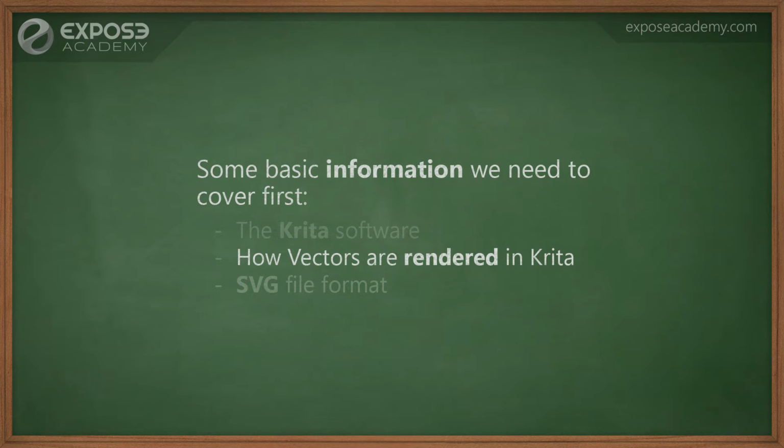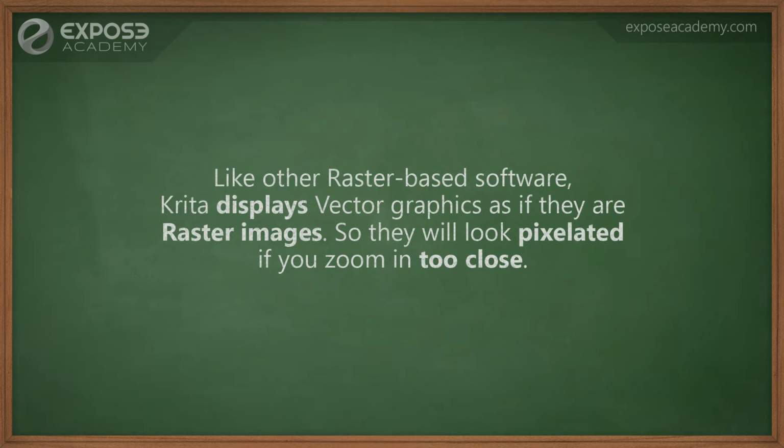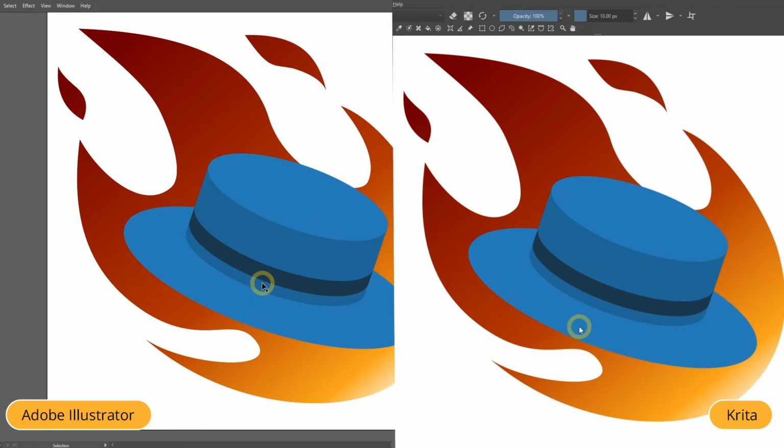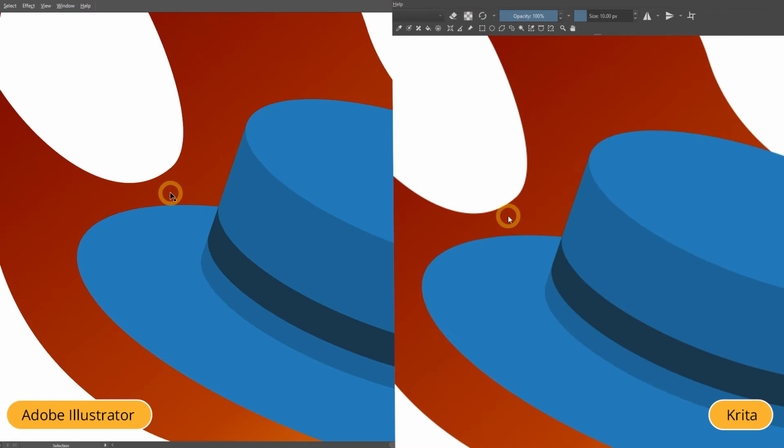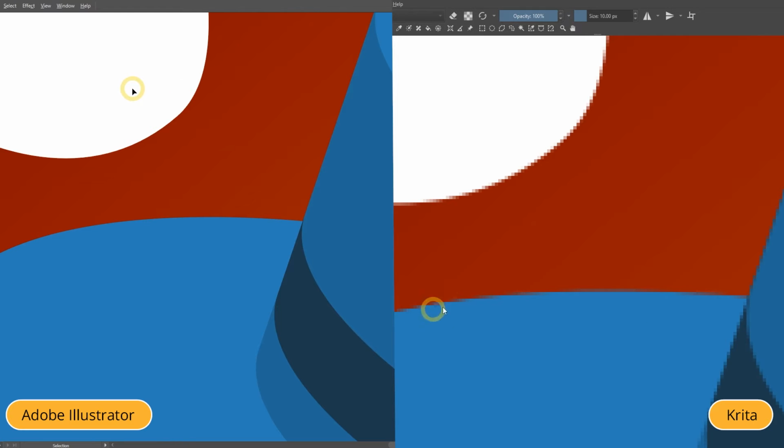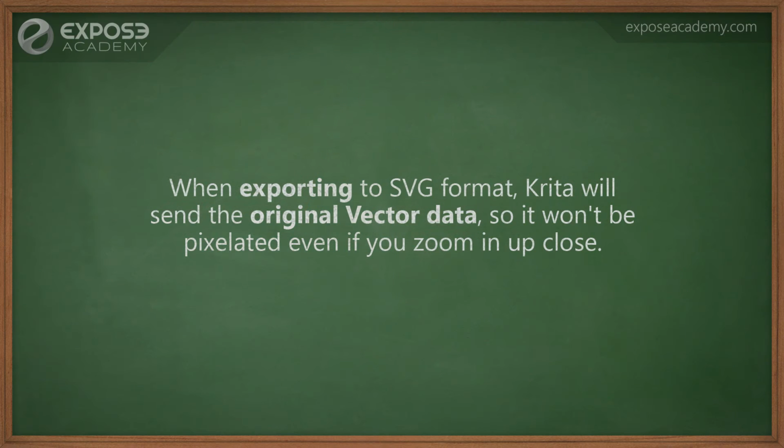The second thing that I need to mention is how vectors are rendered in Krita. Like other raster software that provides vector features, for example Photoshop, GIMP, Clip Studio Paint, and so on, vectors in Krita will be rendered or displayed as if they are raster. So, if we zoom in too close, the image will appear pixelated. But don't worry, the original vector data is independent of the image resolution. So, if you export the image into a vector format such as SVG, the resulting vector image will not be pixelated if you later zoom in or scale it.